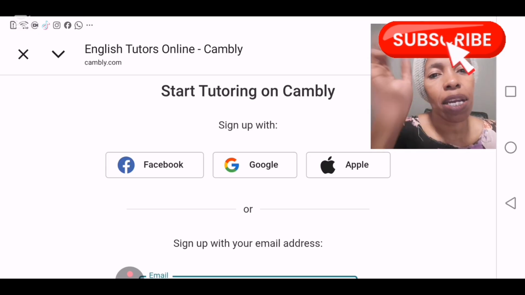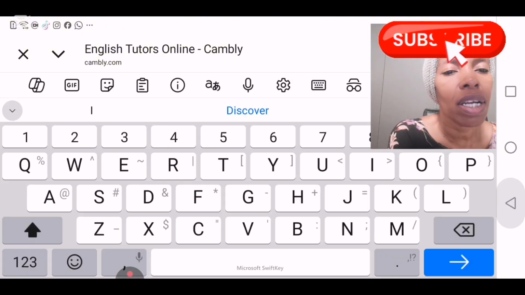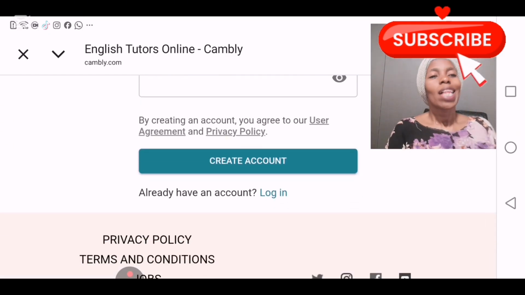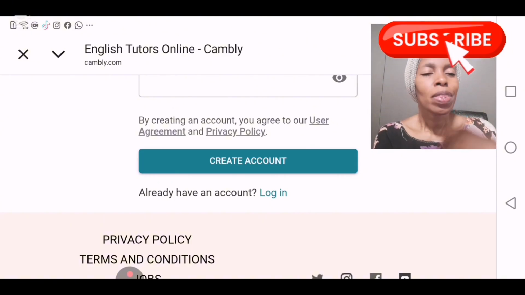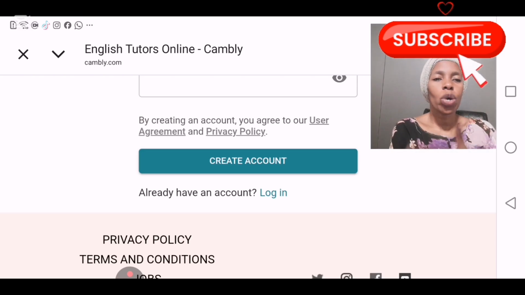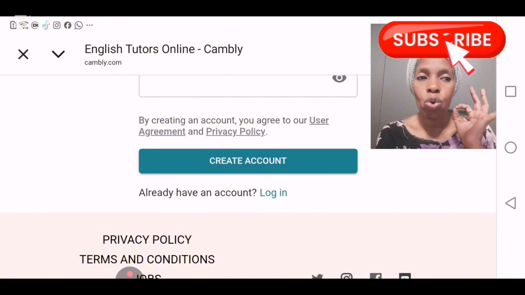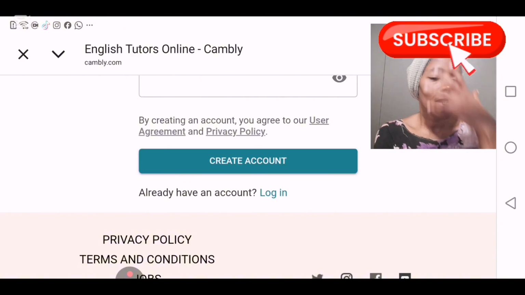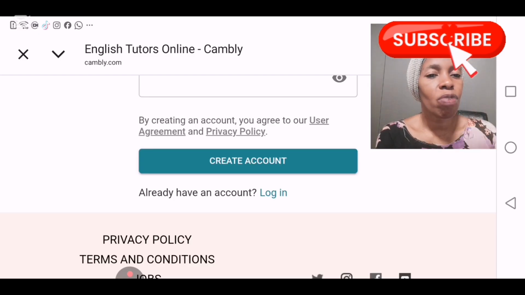Then once you sign up, you put in your information and create an account. After putting in your email address and creating a password, you go to the verification process. The verification process is because they want to know, are you who you say you really are? They might tell you to upload your national ID or your passport, or maybe take a picture of yourself.